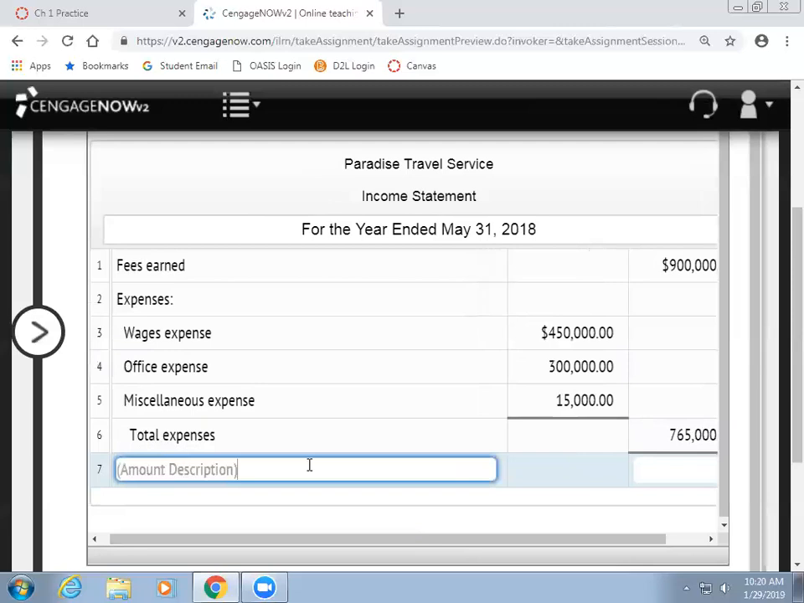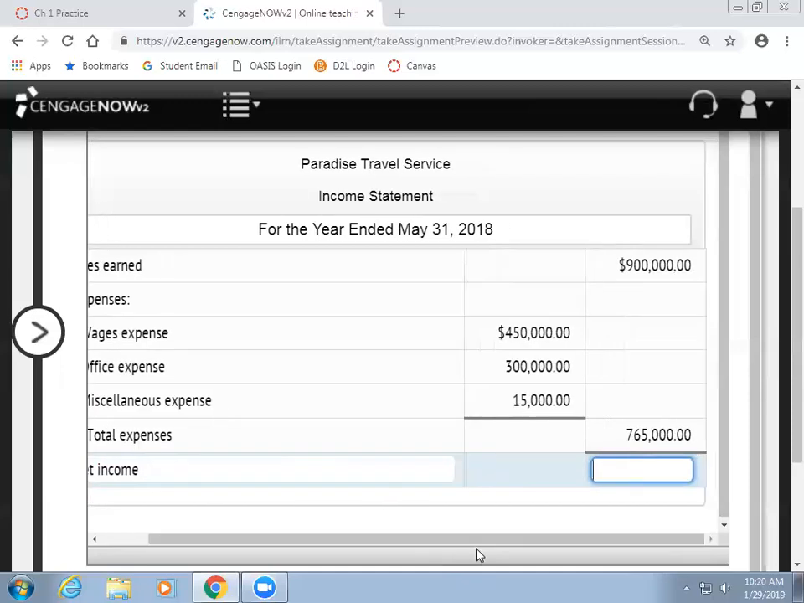And on my last line, I'm going to type net income. And again, to calculate net income, I'm going to take fees earned minus total expenses. Okay, fees earned minus total expenses, 135,000.